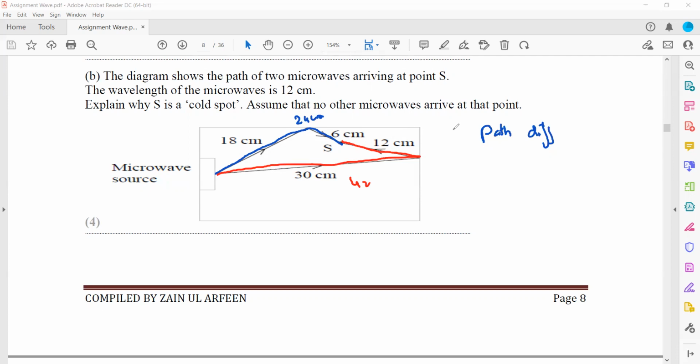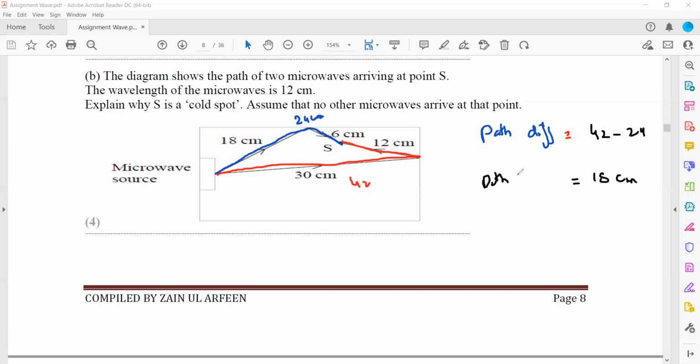So when we work out the path difference, what will be the path difference? It will be 42 minus 24. So 42 minus 24 equals 18. So 18 centimeter is the path difference.